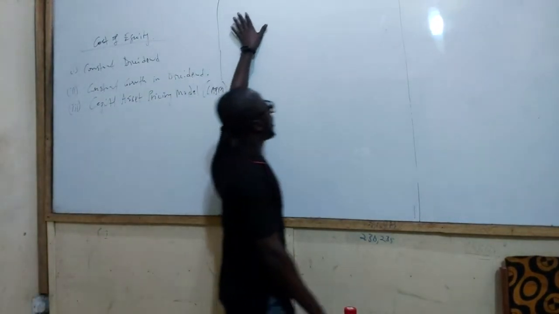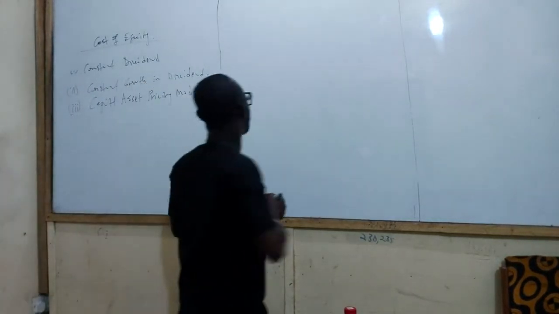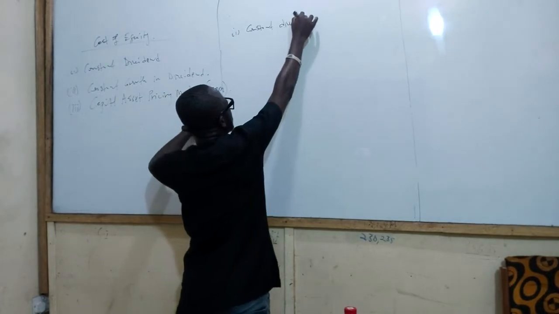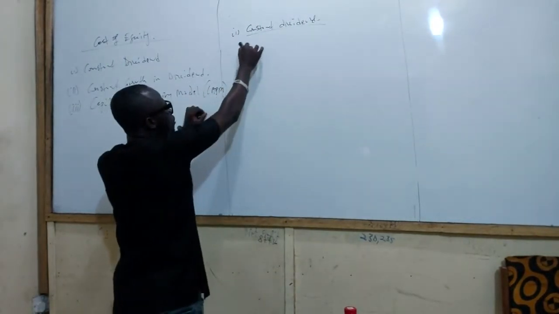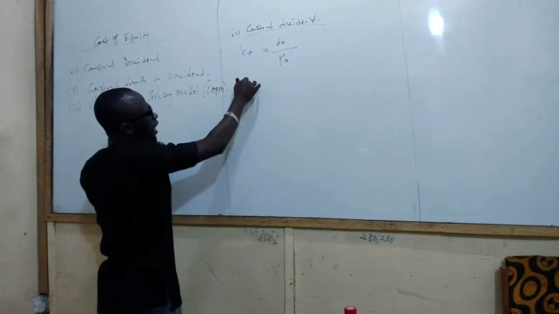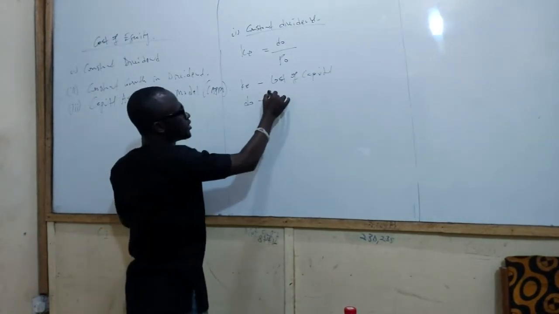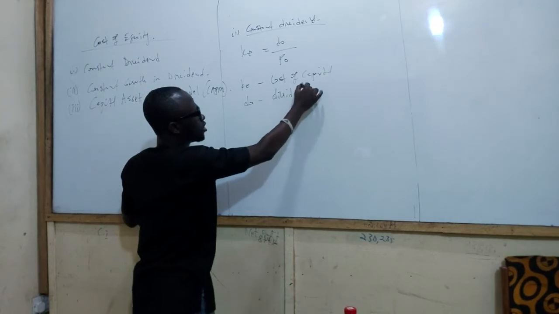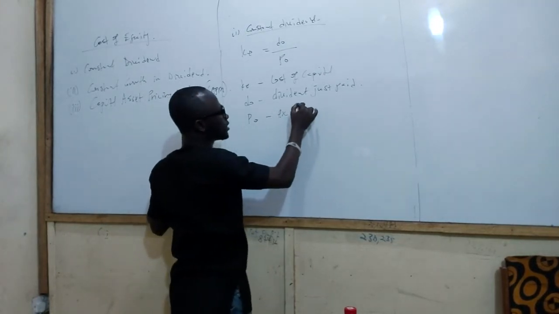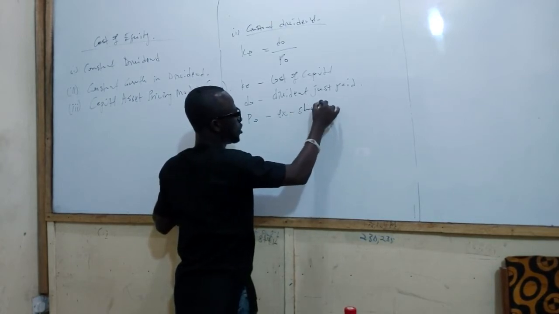So the first is when the company pays a constant dividend. Now, if the company pays a constant dividend, we say that the cost of capital, which is KE, equals D0 over P0. So KE is the cost of capital, D0 is the dividend just paid, and P0 is the ex share price or ex share value.